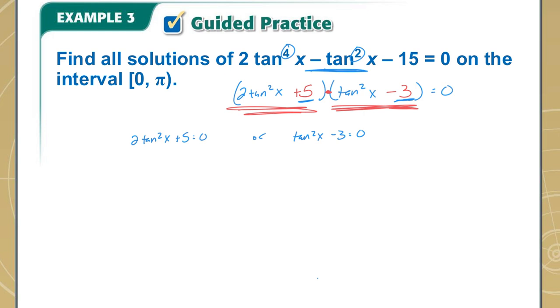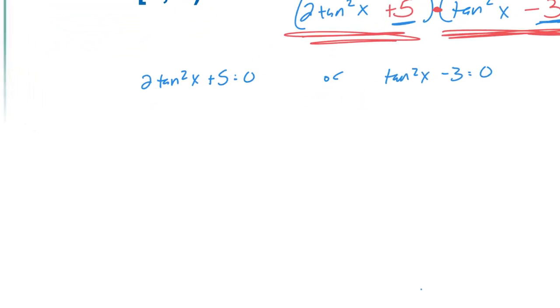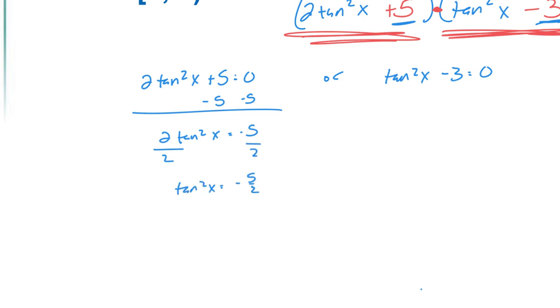Okay, so let's take a look at the left side here. If we start solving this, we'll subtract 5 from each side, and we get 2 times the tangent squared of x equals negative 5. Divide each side by 2. Tangent squared of x equals negative 5 halves. Take the square root of each side, and then we get tangent. That does not look like the word tangent, apologies. We get tangent of x equals, well, no solution because you can't take the square root of a negative number.